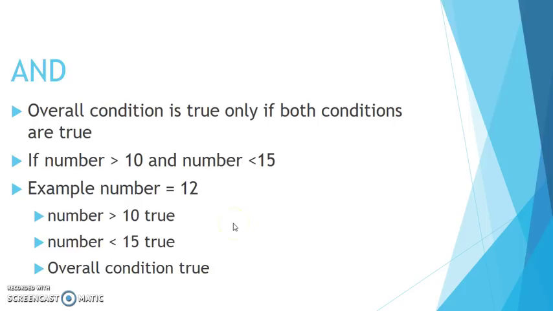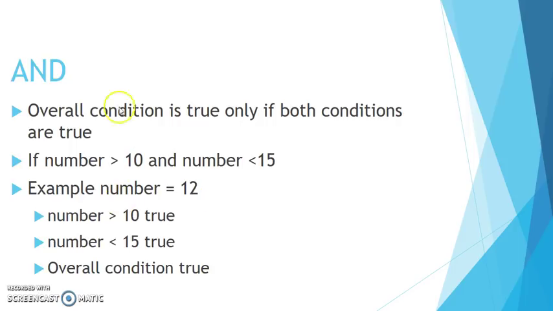We'll look at another example. So exactly the same condition, if number is greater than 10 and number is less than 15. So the example number here is 12. So let's look at our conditions separately again. Is 12 greater than 10? Yes, it is. So that evaluates to true. Is 12 less than 15? Yes, it is. So that condition evaluates to true. In this case, both of our conditions are evaluating to true. So our overall condition is also true.